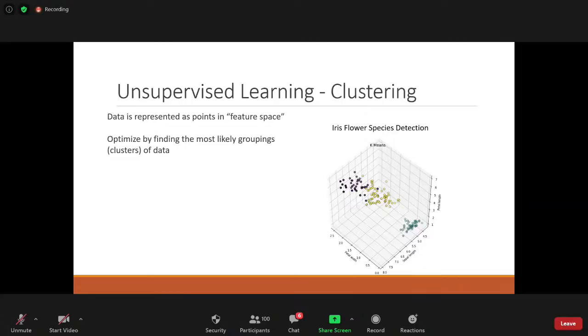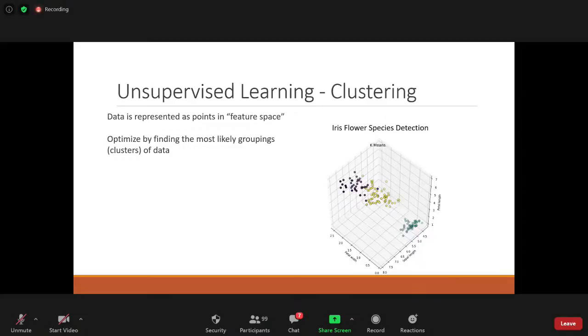So let's look at one type of unsupervised learning that is arguably the most common type of unsupervised learning. And this is what's known as clustering. When we look at data, if a data point doesn't have a label, there's no way to specifically classify it using supervised learning. So in this example, we're going to be looking at iris flower species. We're going to be looking at the petal width of an iris flower, the sepal length, and the petal length of that iris flower.